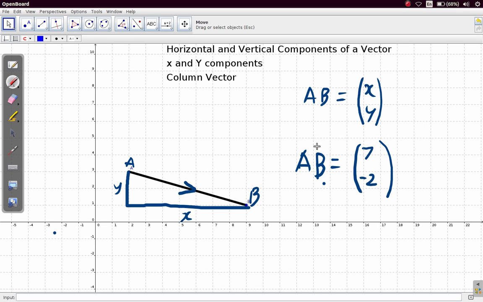You're going from A where it starts to B where it finishes. You could just travel straight across here and end up at B from A. But you could have gone 2 down, 7 to the right, and you still end up at B from A. So that's what the horizontal and vertical component here do.